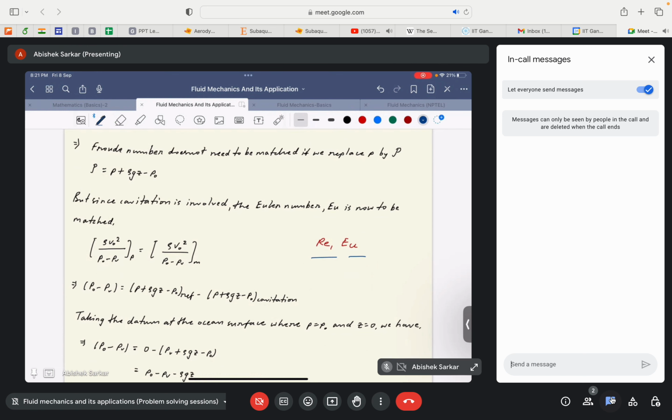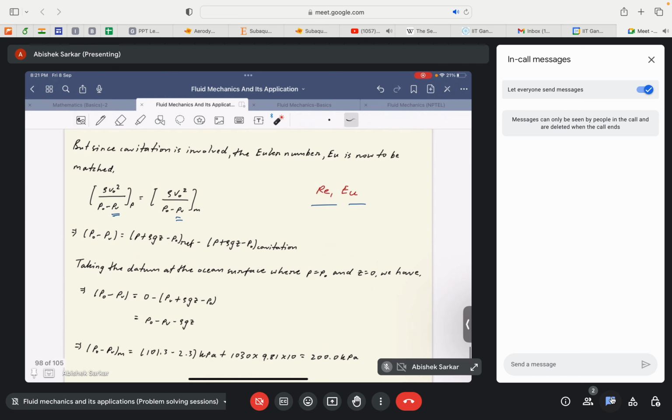So it is basically rho v naught square by p naught minus pv, where pv is the cavitation pressure, for the prototype, and that will be equal to rho v naught square by p naught minus pv for the model. And in this case there is no difference between the prototype and the model. It's basically two different runs of the same model or prototype with different flow parameters for different runs. So that is what is actually being done here. Now we evaluate, because we know v naught for both the cases. Rho is constant because we are running it in the same seawater.